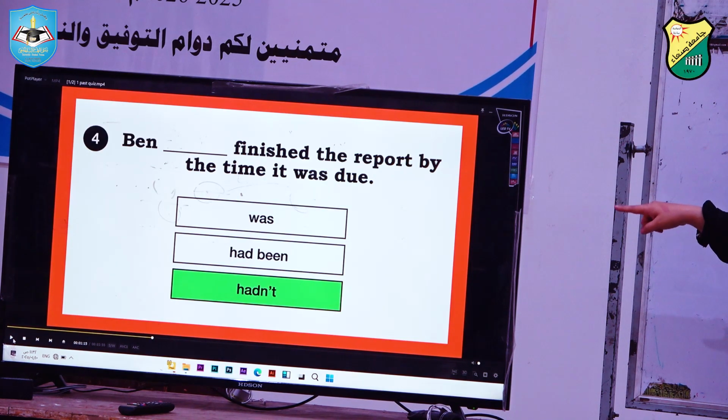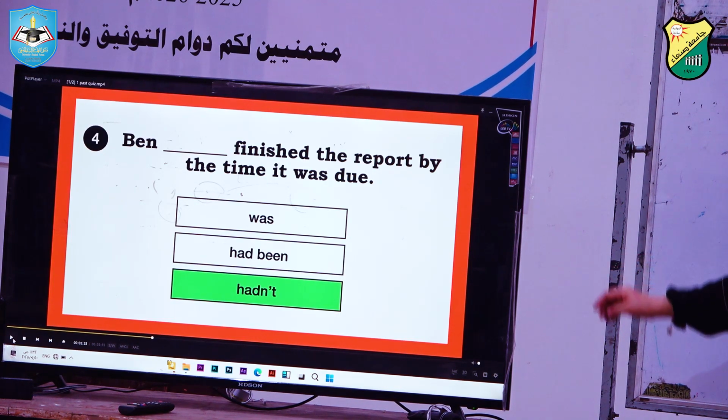I can't say was finished, because I already have a subject. It's not passive, it's active. I can't say had been finished, because it's not passive. So the only answer is hadn't.